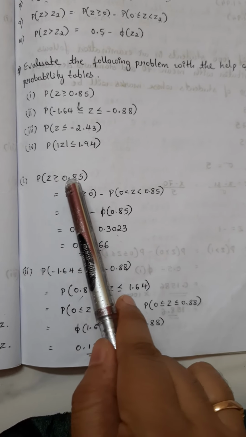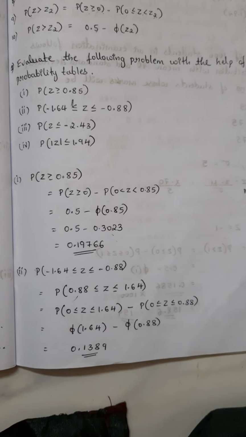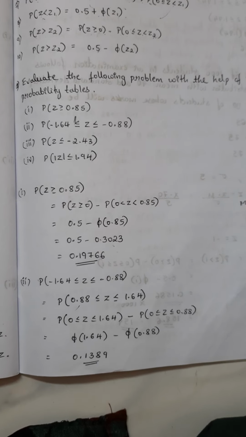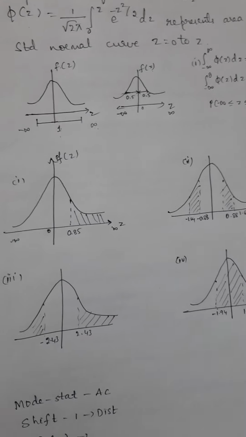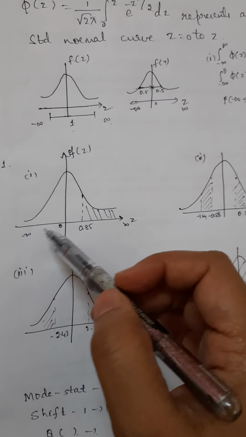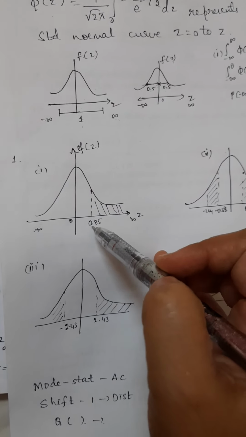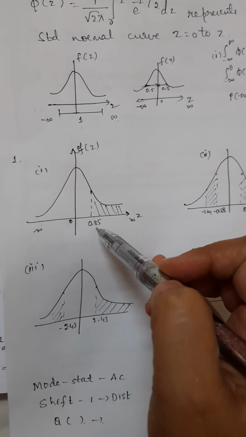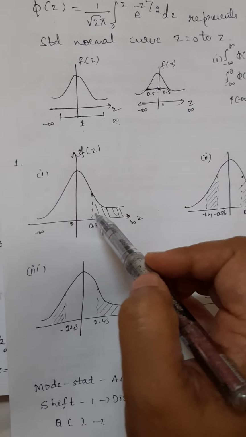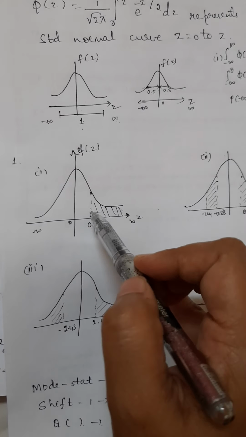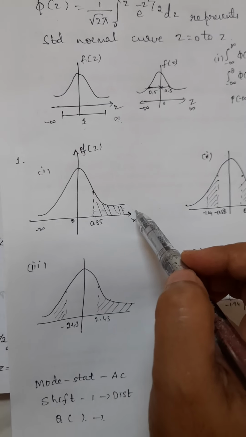First, let me take up an example: probability of z greater than or equal to 0.85. So how to calculate this probability? Let us draw that in a normal curve. This is how we should draw the normal curve. Then here comes 0.85. We should calculate probability of z greater than or equal to 0.85. Greater than means this area we have to calculate.